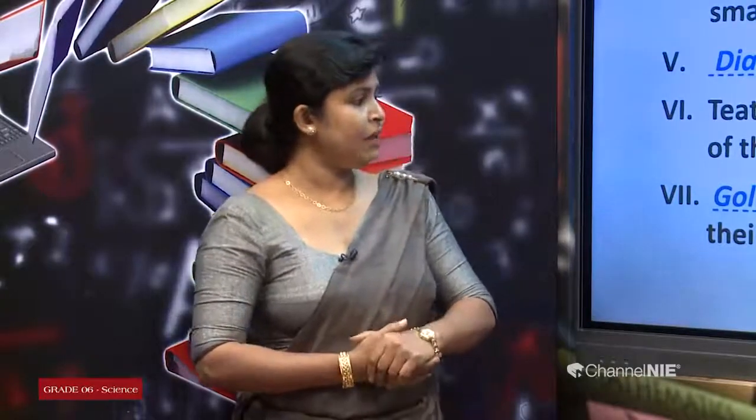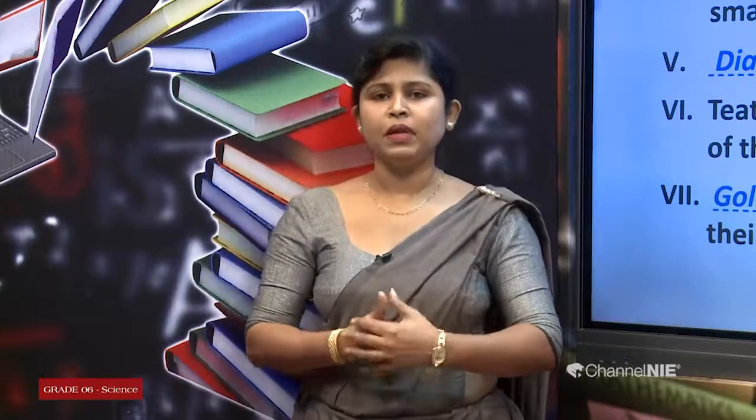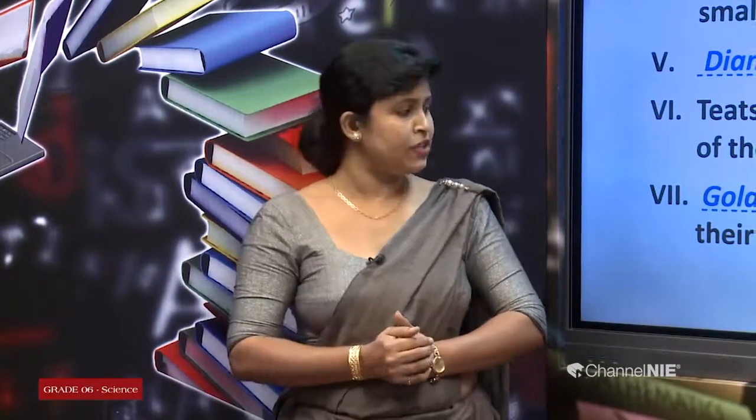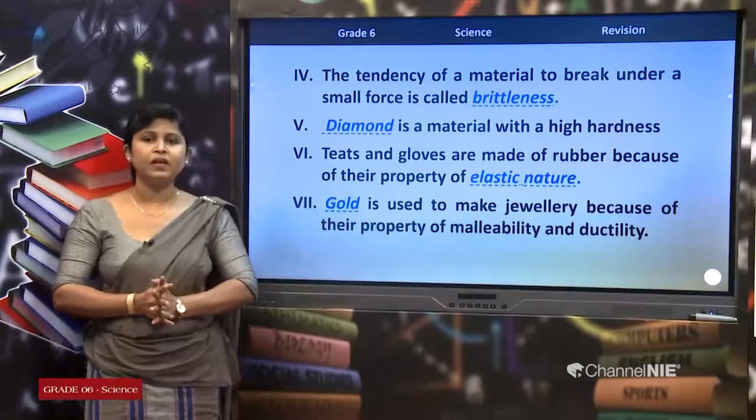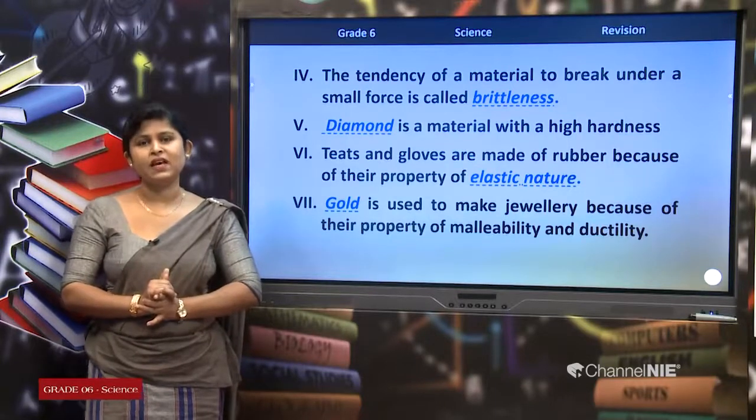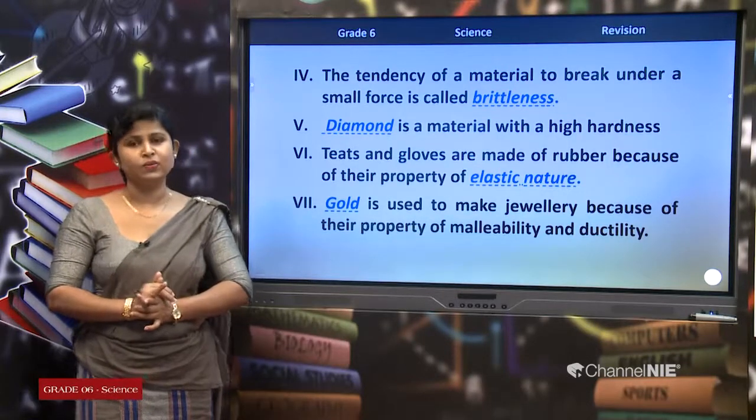Then malleability and ductility. What do you mean by malleability? Malleability means the ability of drawing into thin sheets, right? That is known as the malleability, and the ductility is that some materials can be drawn into thin wires. That is known as the ductility. Now, I think you all can remember, you have learned all these things. I wanted you to recall what you learned.